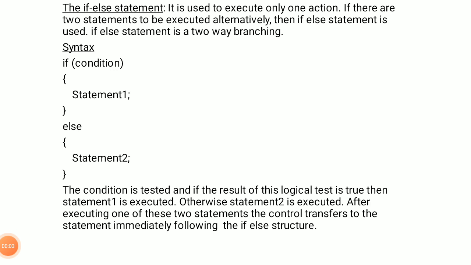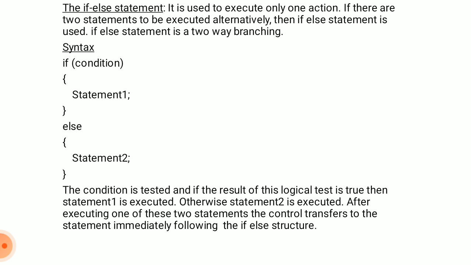Good morning everyone. In the last video we were discussing the conditional control structures. As we know, the conditional control structures are if else, nested if and the switch statement. We have already discussed the if statement. The if statement is a one way branching statement. These conditional control structures are also called branching statements or decision making statements.